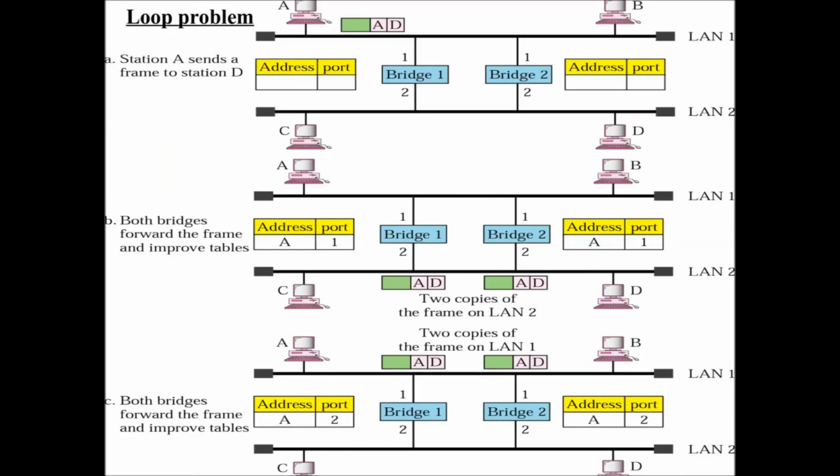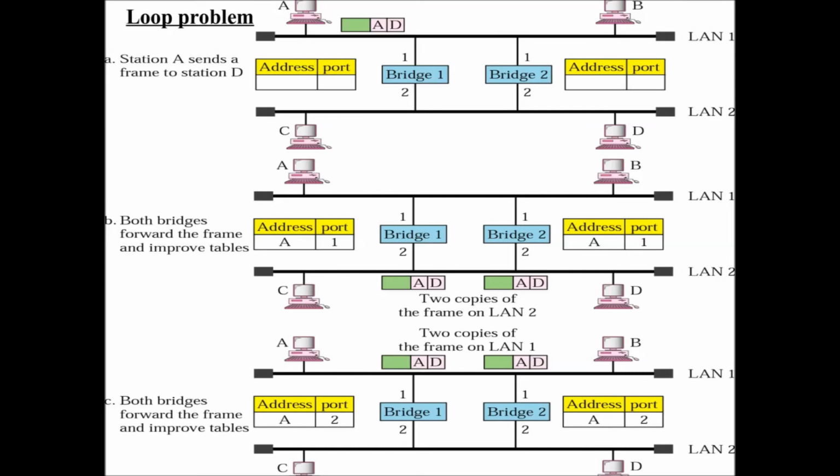Loop problem. Dear students, in this diagram we will study the loop problem, and this loop problem is being eliminated by STP. In scenario 1, you can see station A sends a frame to station D. So over here there are two LANs, and you can see four devices, two devices in LAN 1, two devices in LAN 2. So devices A and B in LAN 1, devices C and D in LAN 2, and there are two bridges, bridge 1 and bridge 2, which are being used to connect these two LANs.